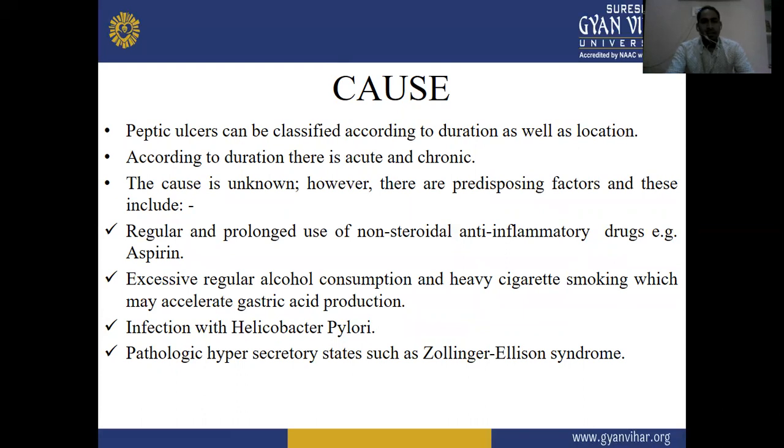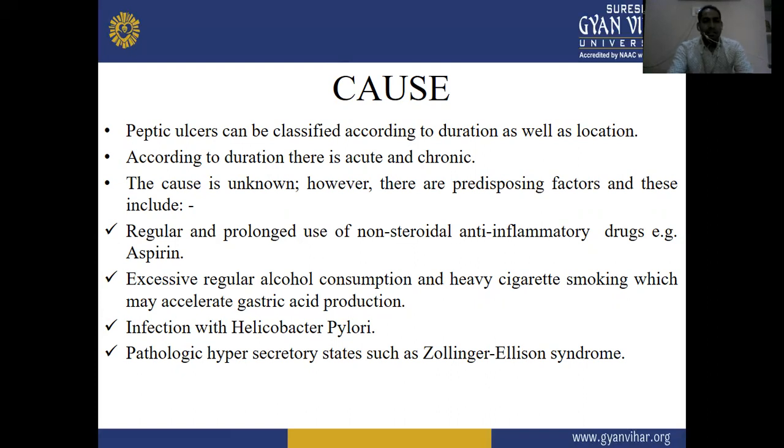Next, the cause is unknown. However, there are predisposing factors, and these include regular and prolonged use of non-steroidal anti-inflammatory drugs, NSAIDs, like aspirin. Aspirin causes peptic ulcer.